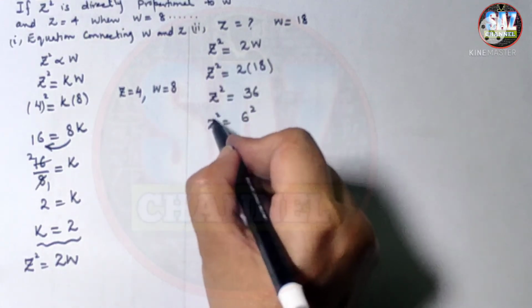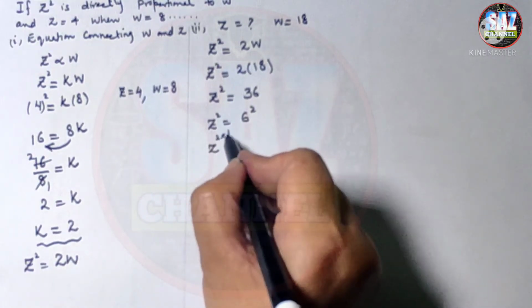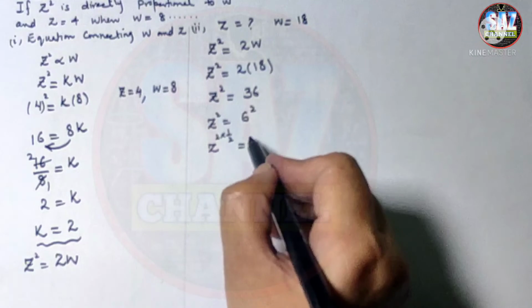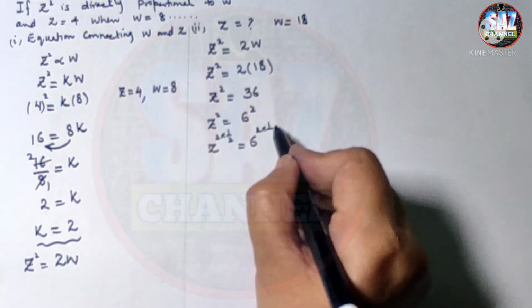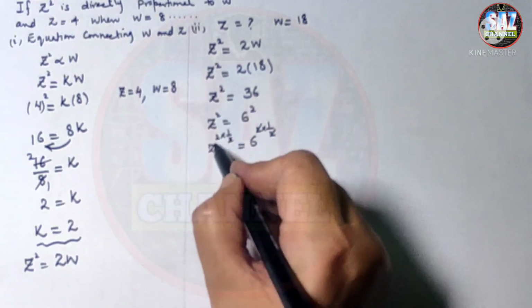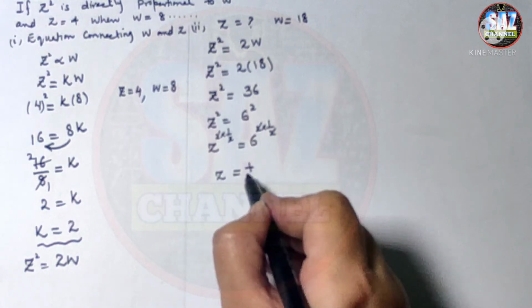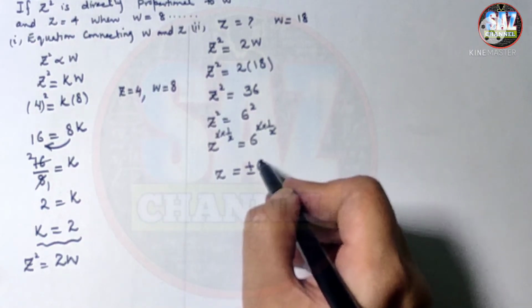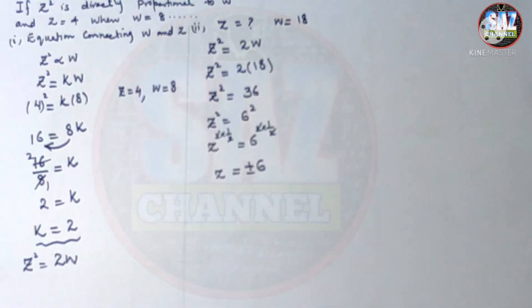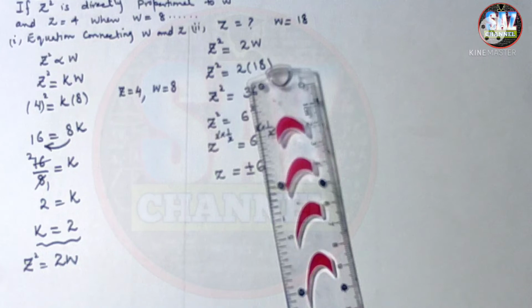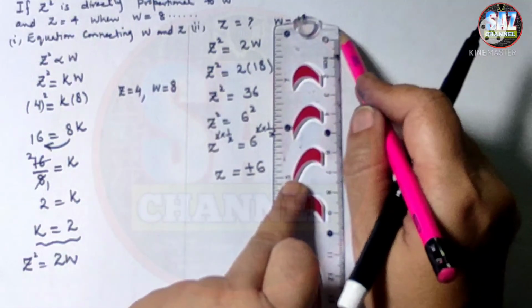Now I have to remove this part too. So what reverse operation do I have to do? I have to take the square root on both sides. So for square root I have to take power 1 by 2. 6 square multiplied by 1 by 2. This 2 goes with this 2, and z equals plus minus 6. Whenever we take square root, we have to put plus minus sign, because square of the number, whether that is negative or positive, will be positive. So this is also one of the important points that we have to keep in our mind.